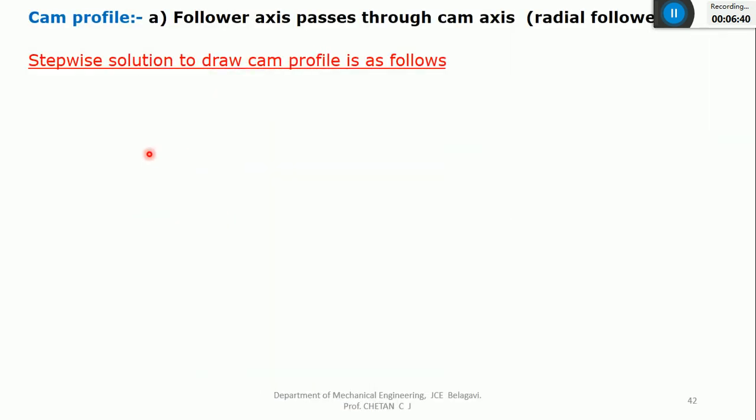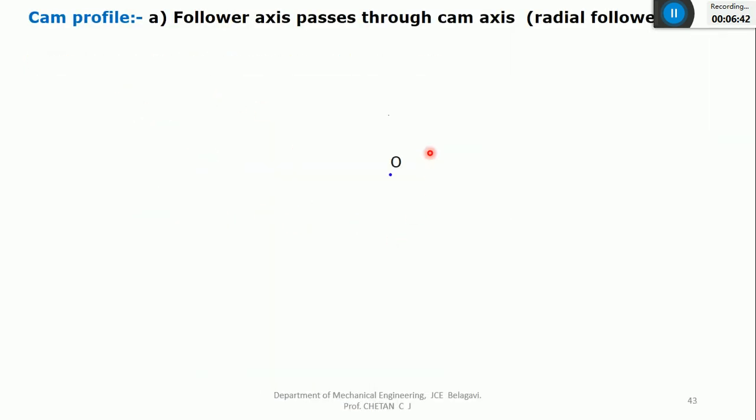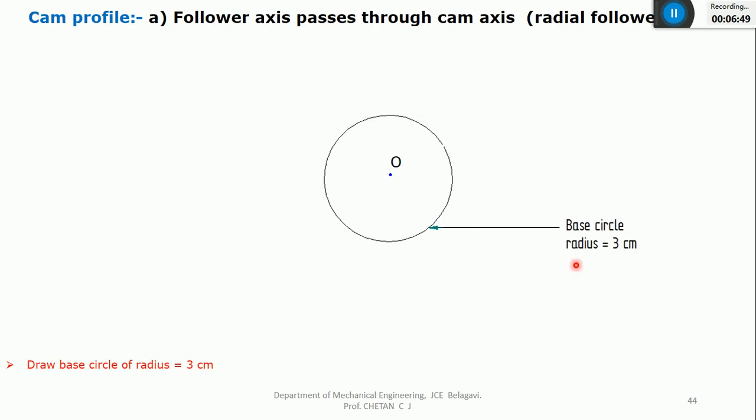So first I'll locate the center, that is alphabet O. After that, I'll draw a base circle with a radius of 3 centimeters, which is given in the problem.